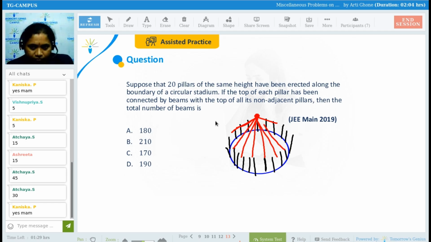Anyone who can answer this? It's a very shortcut question. It actually requires 5 seconds only. Please be quick with your answer. But how is 170 coming? Okay, 170 is fine, but can you please explain the geometry?